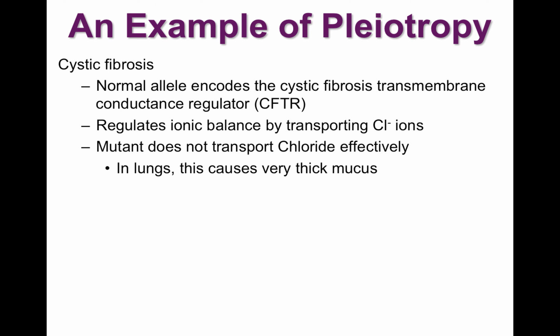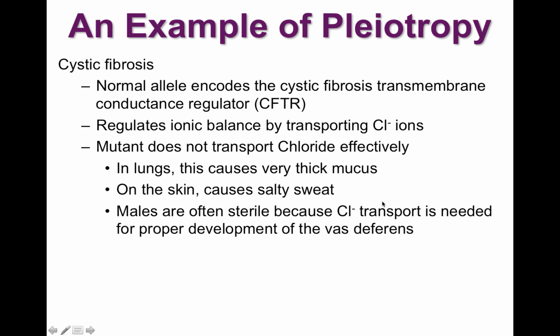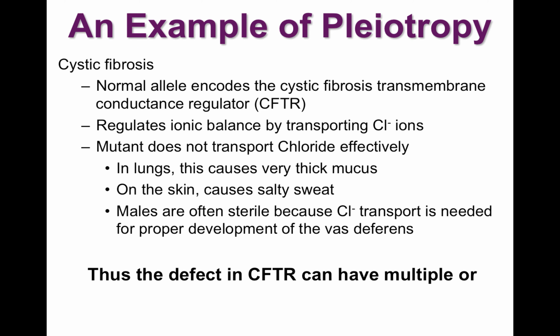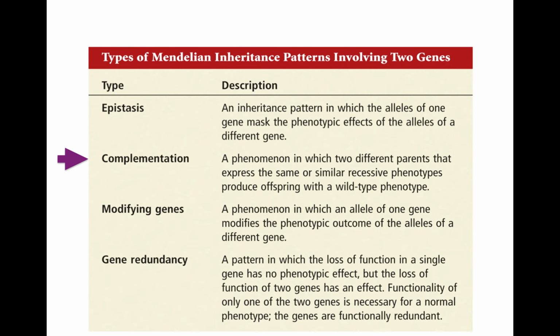This has widespread effects on the individual because the CFTR is expressed in many tissues. In lungs, it causes very thick mucus that can cause multiple infections. On the skin, it can cause a very salty sweat. And males are often sterile because the chloride transport is needed for proper development of the vas deferens. Thus, the CFTR can have multiple or pleiotropic effects.